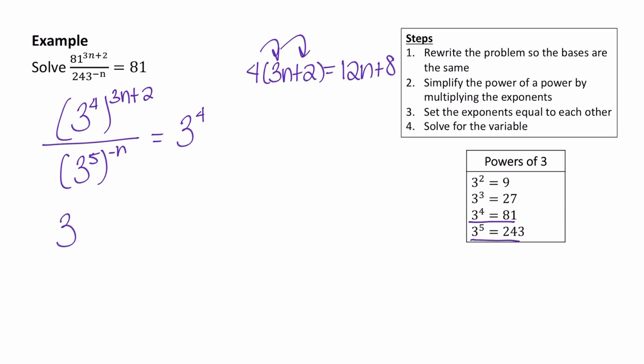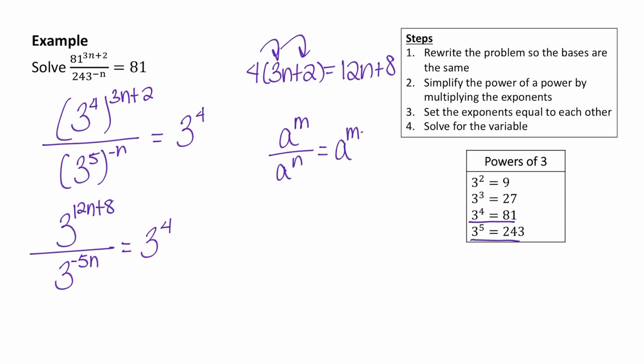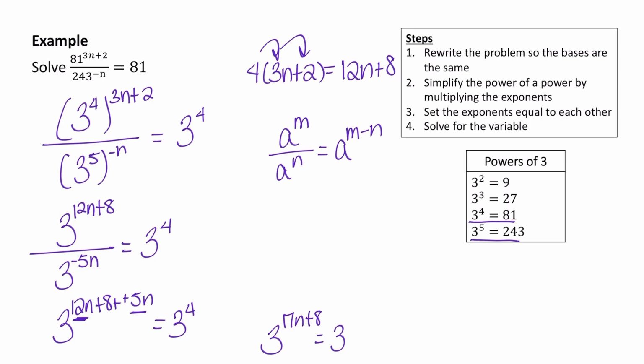So we have 3 to the 12n plus 8 over, and then 5 times negative n is going to be 3 to the negative 5n. So that equals 3 to the 4th. Now we can use the quotient property, right? If we have a to the m divided by a to the n, that equals a to the m minus n. So we can combine those exponents. We have 3 to the 12n plus 8 minus negative 5n. That minus negative will become a plus. So that equals 3 to the 4th. When we combine those like terms, we can combine that 12n and that 5n. So that tells us that we have 3 to the 17n plus 8 equals 3 to the 4th.